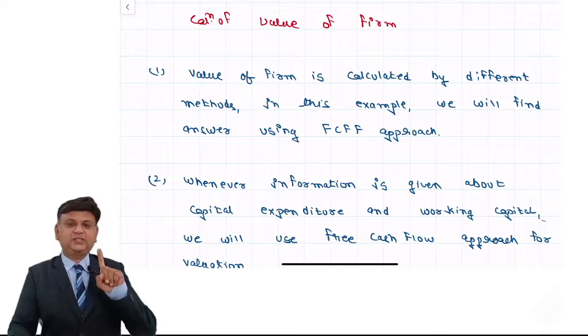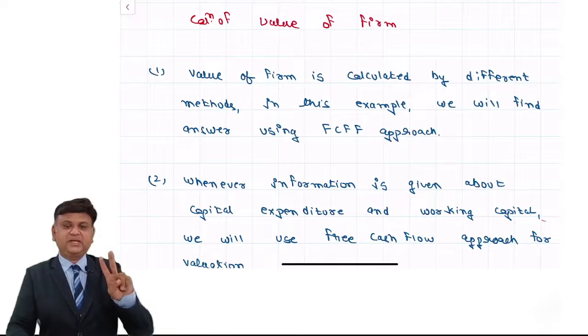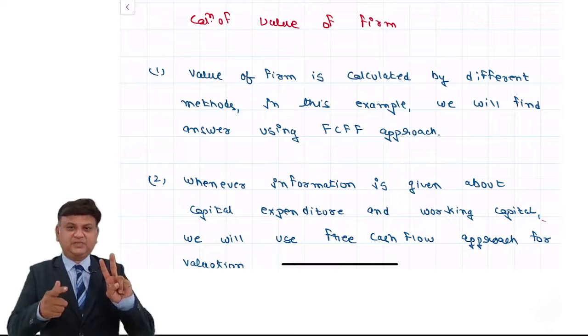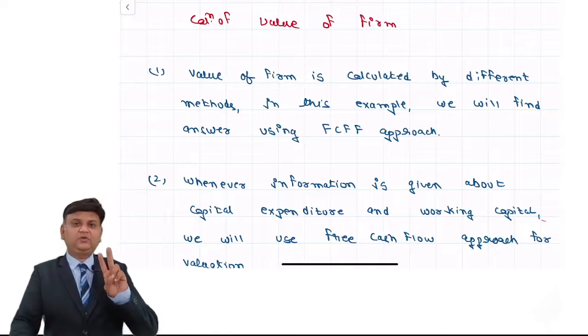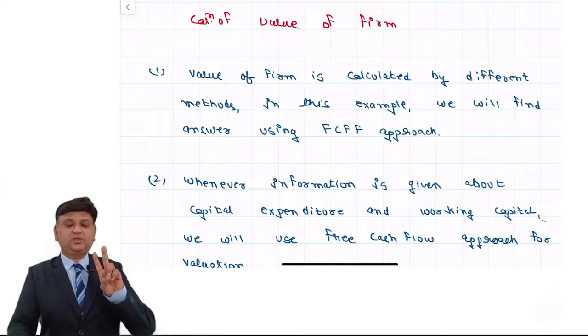The very first thing that you have to understand is that we are required to compute the value of the firm. Second thing that we understand is the capital expenditure, depreciation, working capital information is given. So always we have to understand that we have to adopt the free cash flow approach for the purpose of valuation of the firm. Third, in calculation of the free cash flow for the firm, we have to ignore the payment of the financial charges. Fourth, we'll discount the free cash flows for the firm using the weighted average cost of capital.